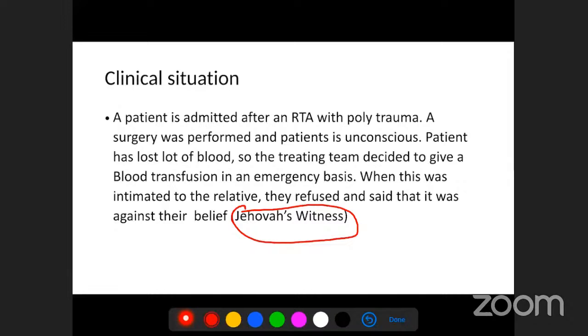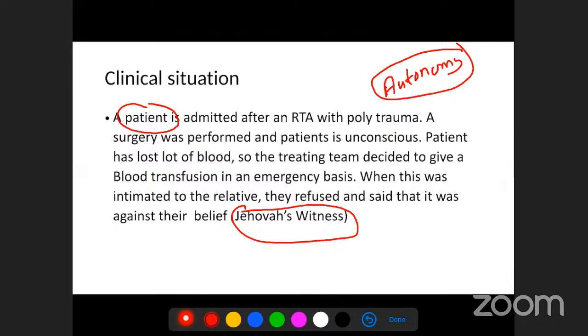So what is the dimension here? What is the problem here? The problem here is who makes the decision about their health? Basically, that patient is the ultimate authority to make a decision about his or her health, which later on we will call autonomy. Autonomy. So the person has to make a decision about his or her health.